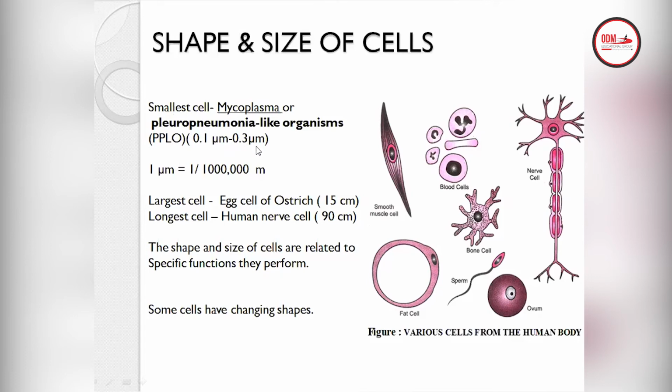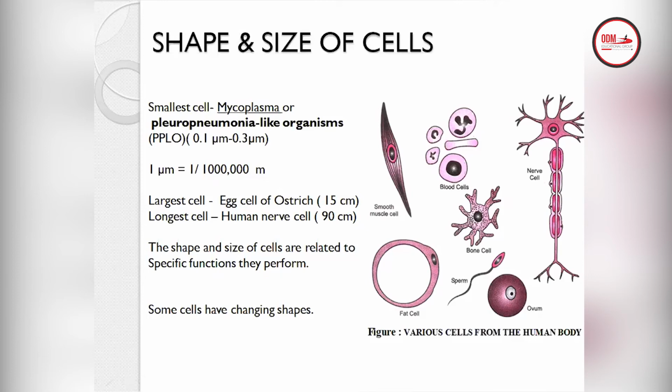So children, first we should know how the cell is measured. What is the unit of measuring? The unit of measuring is micrometer. So 1 micrometer is equal to 10 to the power minus 6 meter, as we can write here, 1 by 10 to the power 6 meter. Now the largest cell is the egg cell of ostrich. Now this is about 15 cm.